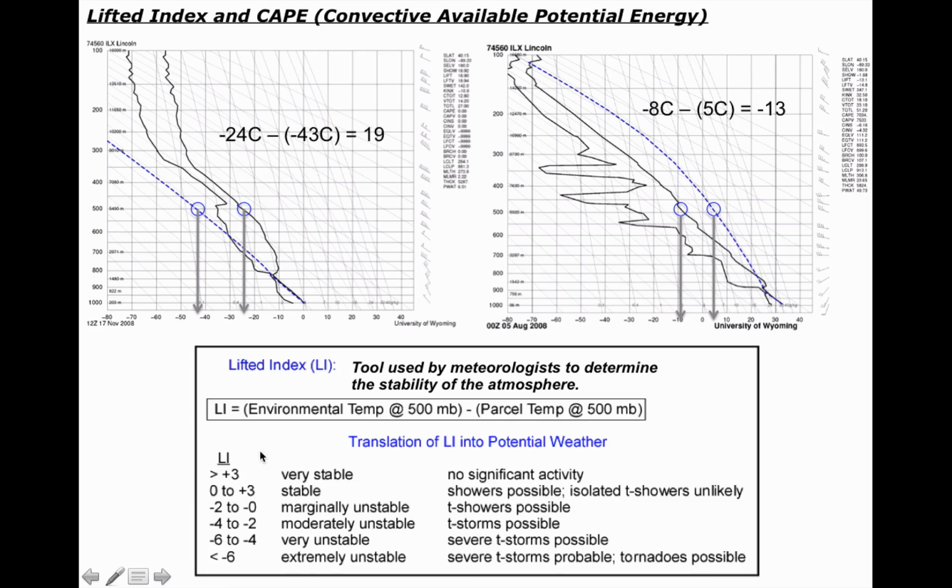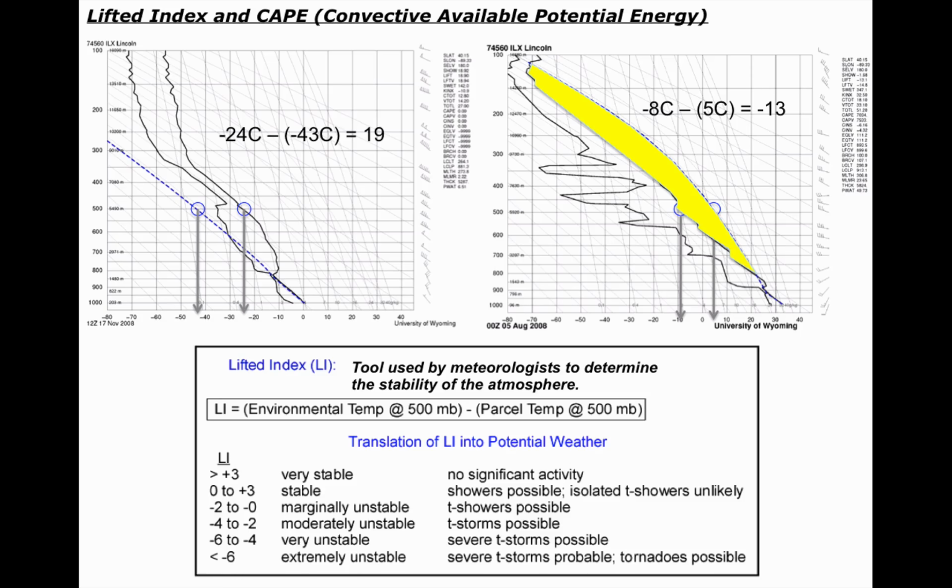The chart says if our lifted index values get below minus 6, we are extremely unstable, severe storms probable, tornadoes are possible. This is an incredibly unstable situation. Look at that, minus 13. That means the parcel's 13 degrees warmer than its environment at 500 millibars. Check out the CAPE too.